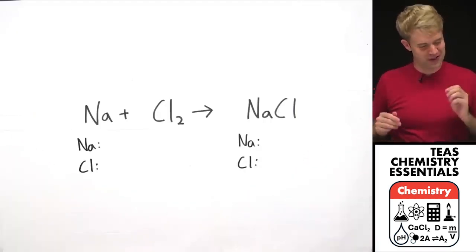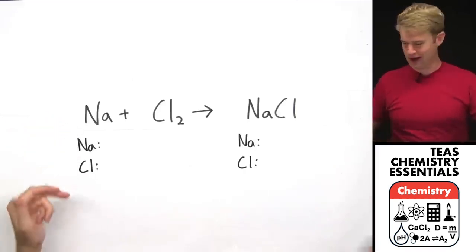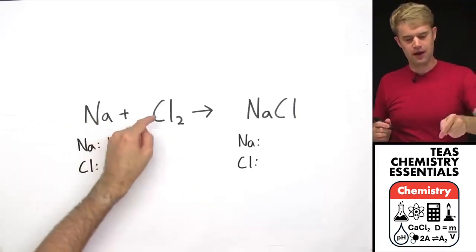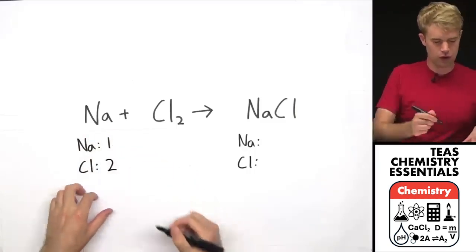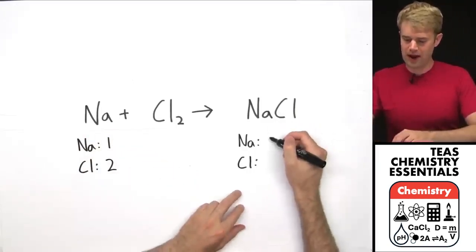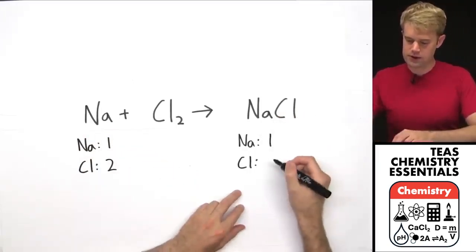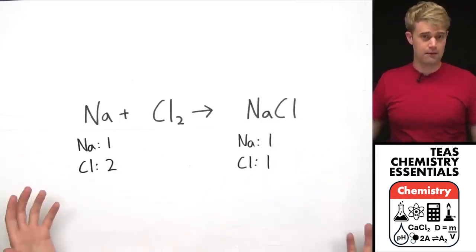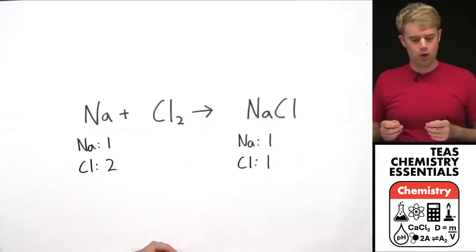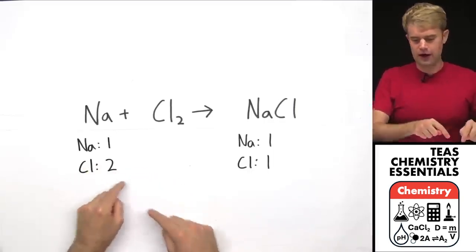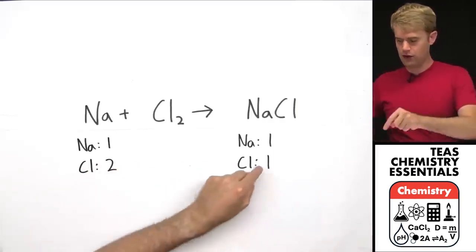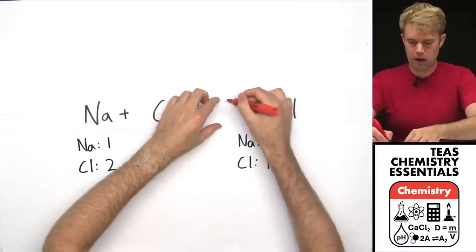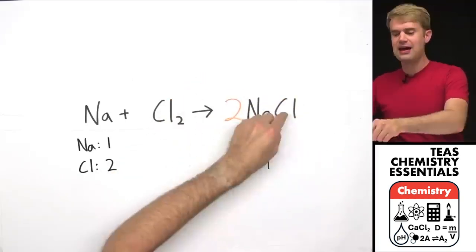Now we're going to start doing some equations that require more than one step to balance. This one here has sodium and chlorine. Over here we have 1 sodium and we have Cl2, so 2 chlorine atoms. Over here we have NaCl, so we have 1 Na and 1 Cl. Okay, how am I going to start? Well, I have more chlorine on this side. I have 2 over here and I only have 1 here. So I can start out by putting a 2 in front of NaCl.